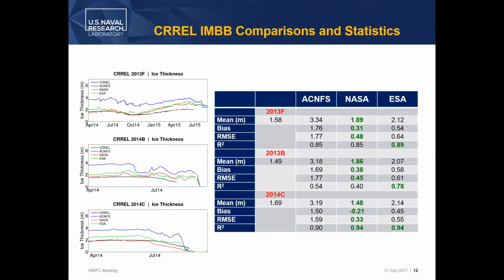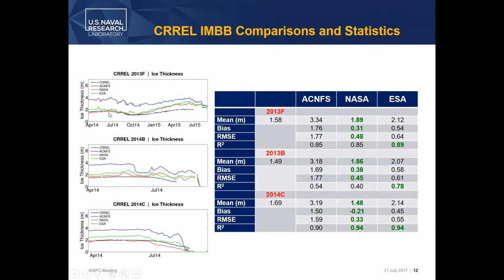Okay, slide 12. Now we're going to look at three CRREL ice mass balance buoys. And they show a similar picture. The one on the upper left, this is 2013 F, and this has the longest record. It goes from mid-March, is where we're picking up, through the end of June of 2015.